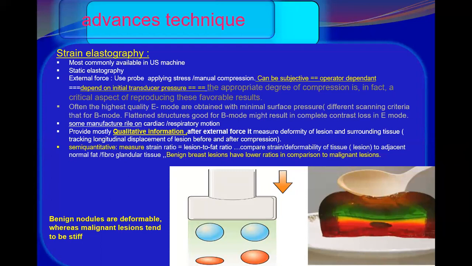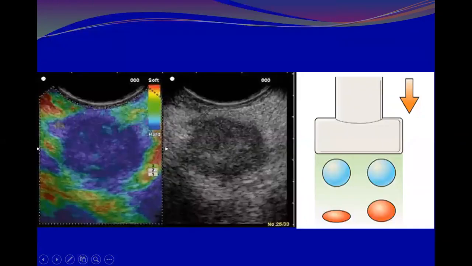And generally benign lesions have a lower ratio in comparison to malignant ones. Here, this is the transducer. While applying the pressure, the benign lesions give more compressibility, more strain, or more deformity, while the malignant one does not. Okay. What about these lesions? Here, this is strain elastography, compressing the lesions. We are compressing these lesions. What is the result?